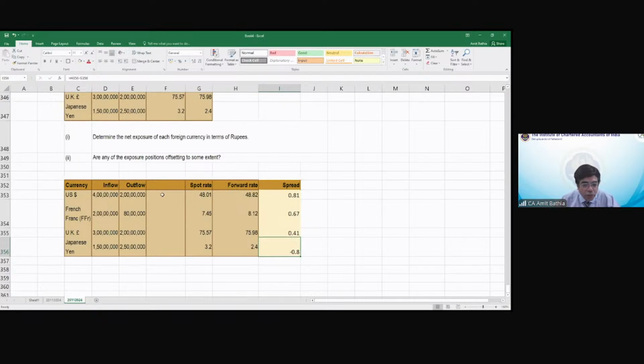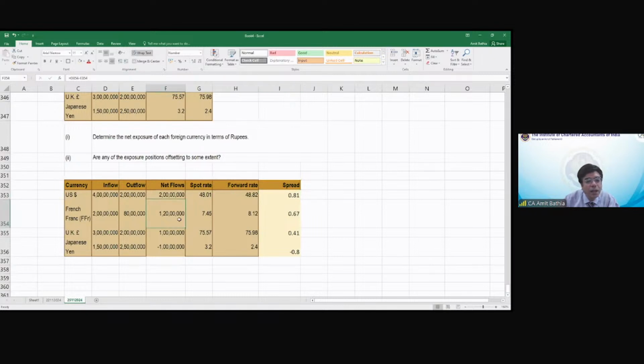Fair enough. But what is my exposure as such? Because am I a net inflow or a net outflow guy? So I'm going to find over here what is my net flows. What I do is I'm doing inflow minus outflow, right? So I can see over here I have a net inflow coming in and I have a positive spread. So this is going to be beneficial for me.